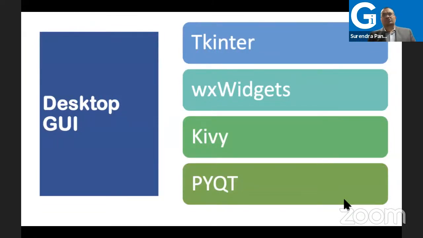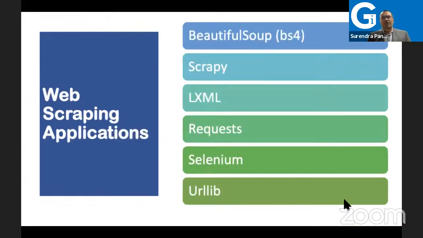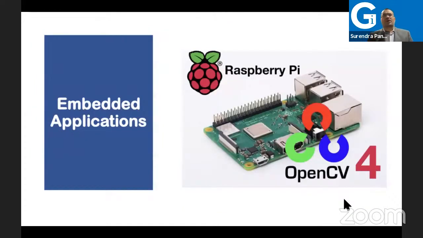One more thing I'd say: for GUI programming, we have Tkinter, wxWidgets, Kivy, PyQt; those kinds of libraries are available for GUI programming. Then there are libraries for web scraping, like Beautiful Soup, Scrapy, lxml, Requests, Selenium, urllib. So these kinds of libraries are there for web scraping. And for those who are interested in embedded application development, maybe some from an electronics background, doing a B.Tech in electronics, you may want to do something embedded. Then you can go for Raspberry Pi, which is one of the devices also available in the market.